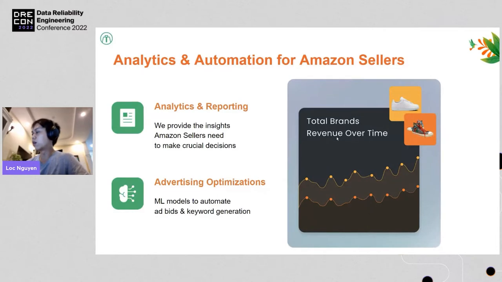Okay, so first, I'm going to go a little bit over the context of what Mayan does. We provide analytics services to Amazon merchants. So we have merchants that sell products on Amazon. We provide analytics and reporting to them, and we provide optimizations on their advertising. To do analytics and reporting, we provide dashboards embedded in our web app with Looker. And to do advertising optimizations, we build machine learning models to automate ad bids, to automate keyword generation, to incorporate sales forecast and so on and so forth.